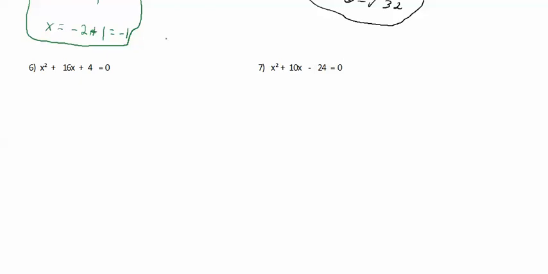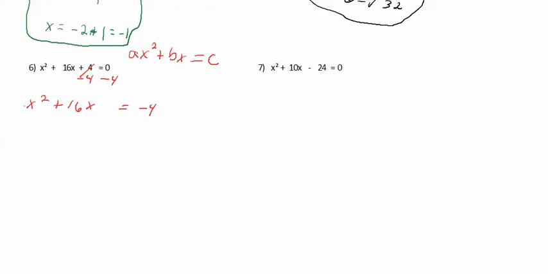Okay, first thing you need to do is make sure that it is in the form ax squared plus bx is equal to c. Is that in this form? And it's not, so I'm going to subtract the 4 from both sides. So now I have x squared plus 16x is equal to -4. Okay, now it's in the form that I need to complete the square.